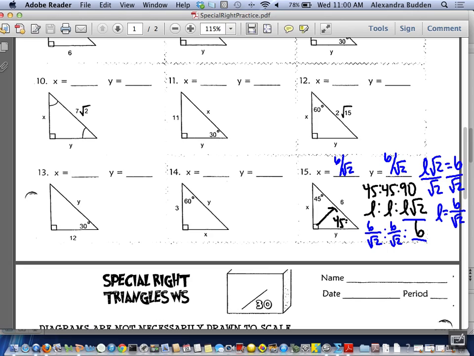If you right now would pause the video and try problem 10 on your own, when you have finished, come back and we'll go over it together.